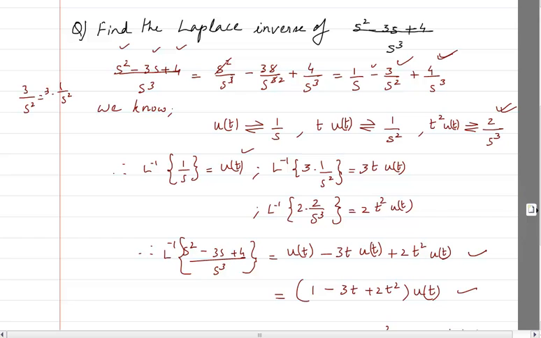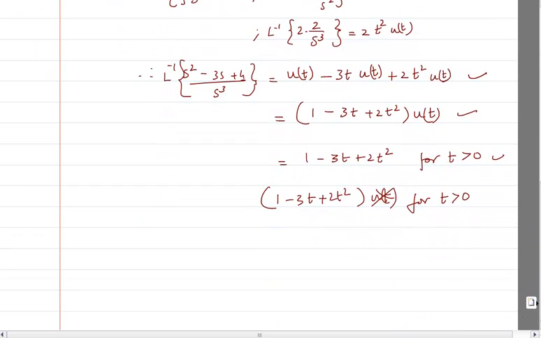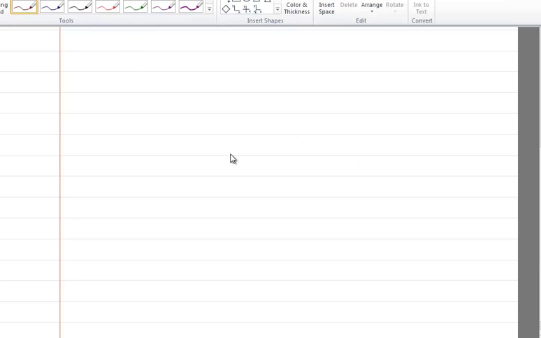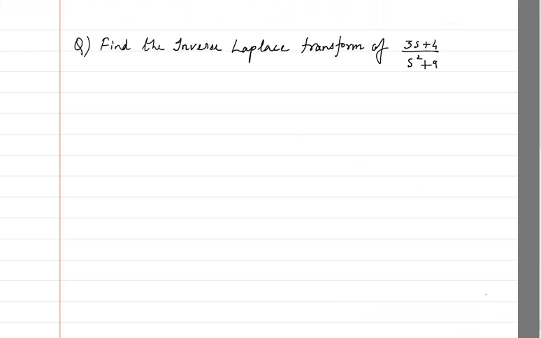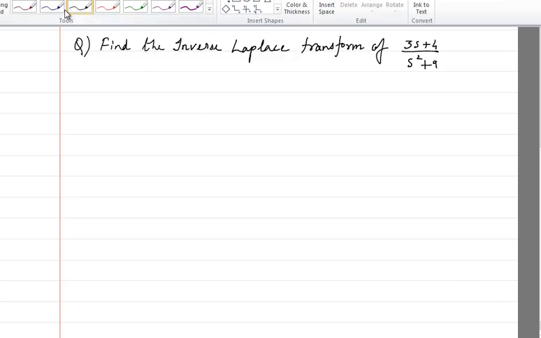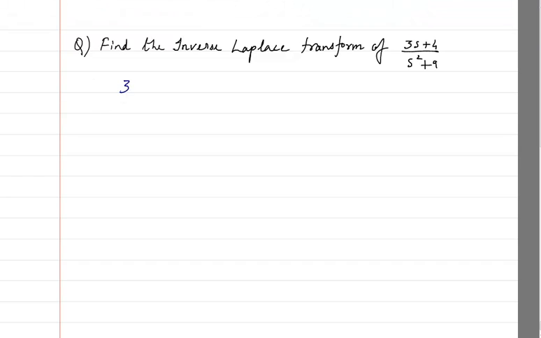Okay, let us do another problem. Another simple problem. Find the inverse Laplace transform of 3s plus 4 divided by s square plus 9. Again, this can be split up as 3s divided by s square plus 9, plus 4 divided by s square plus 9.